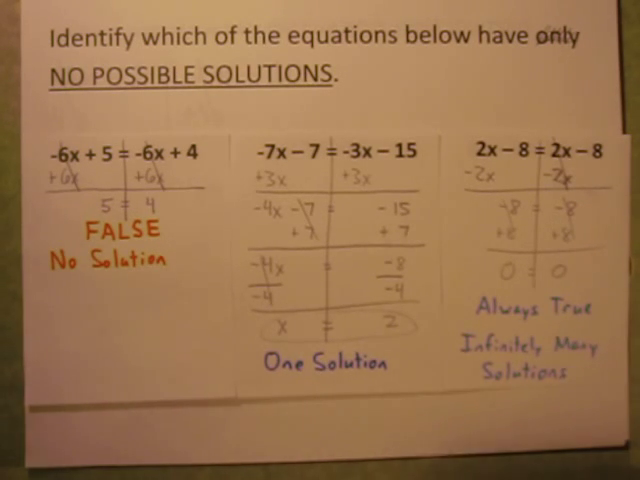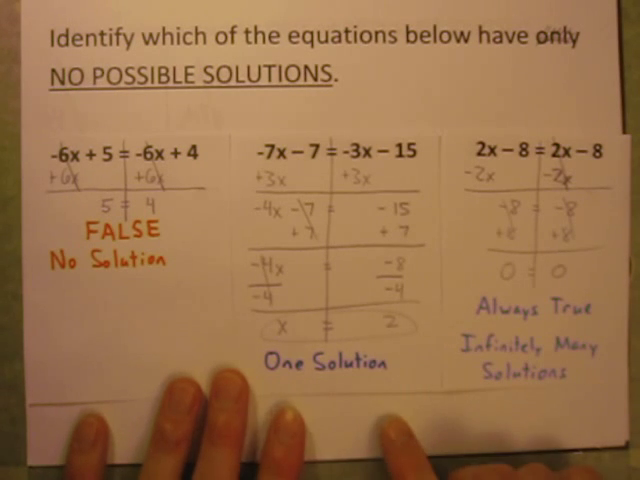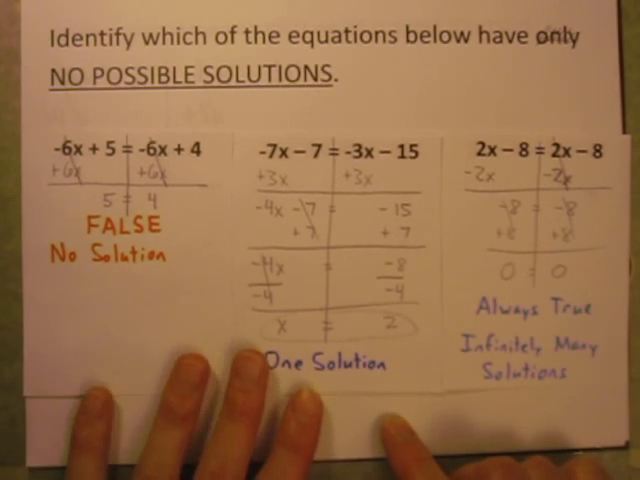So I hope that helps. I hope that helps in showing you what kind of equation you're dealing with when you have the x's the same but the numbers different, and why that results in no solution.